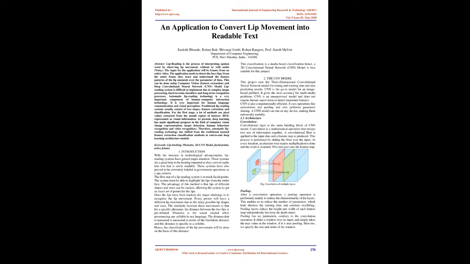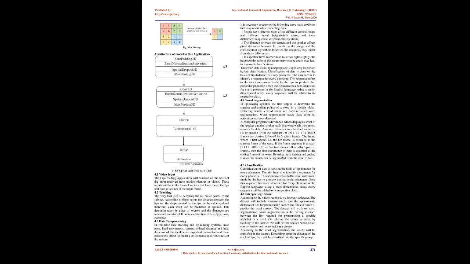This classification is a media-based classification, hence, a 3D convolutional neural network, CNN, model is best suited for this project. This project uses the three-dimensional convolutional neural network model for testing and training data and also predicting results. CNN is the go-to model for an image-based problem. It gives the most accuracy for multimedia problems.